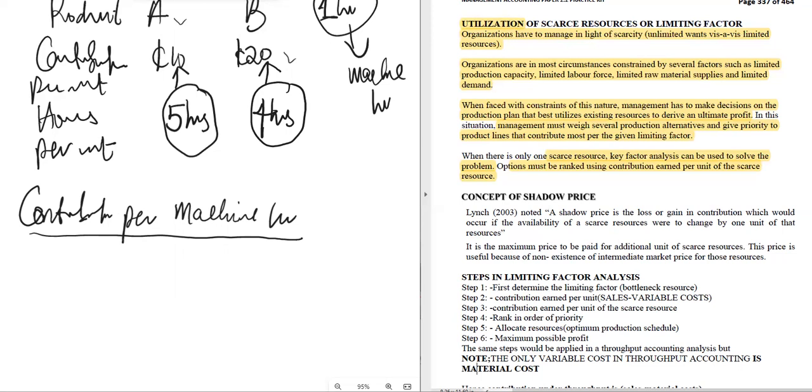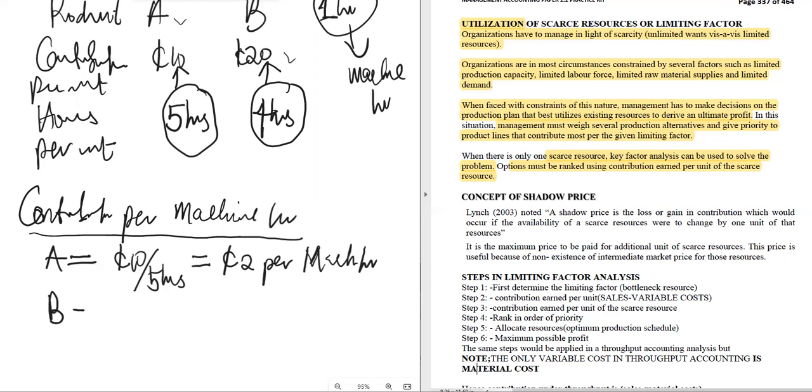So the contribution per machine hour: for product A, we make 10 cedis for 5 hours. That means for every machine hour, we make 2 cedis contribution. When we get to product B, we make 20 cedis for 4 hours. If we divide by the 4 hours, that means for each machine hour used, we make 5 cedis.